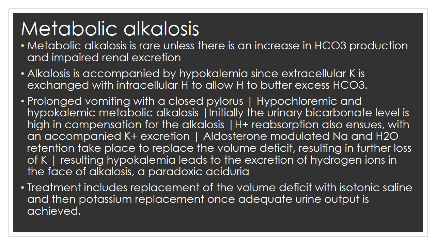So, the metabolic derangement that one sees is hypokalemic alkalosis with paradoxical aciduria. The treatment for this basically involves replacement of the volume deficit with isotonic saline and also potassium replacement once adequate urine output is achieved.